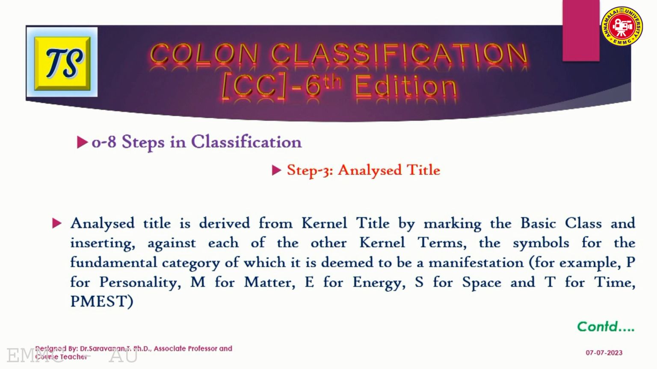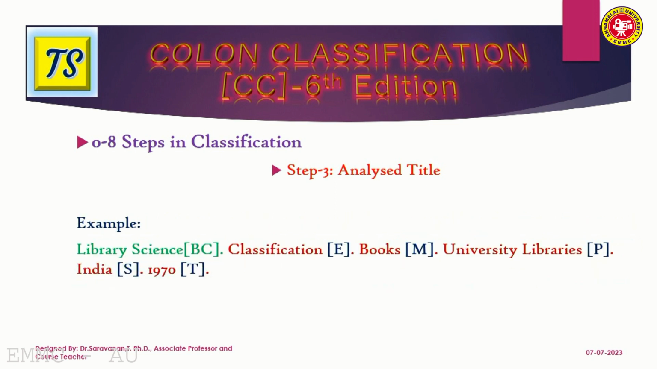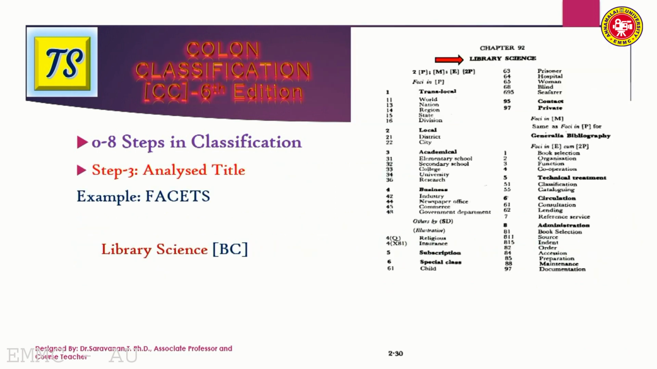And in the analyzed title, as I said, the personality, matter, and energy need to be traced. See, the analyzed title, the basic facet library science. On page 2.30, you can find the basic class. We have selected it from there. And the next facet, energy facet classification. On the same page 2.30 you can find the notation for classification. It is provided under the facet energy. See the green arrow, you can find it.